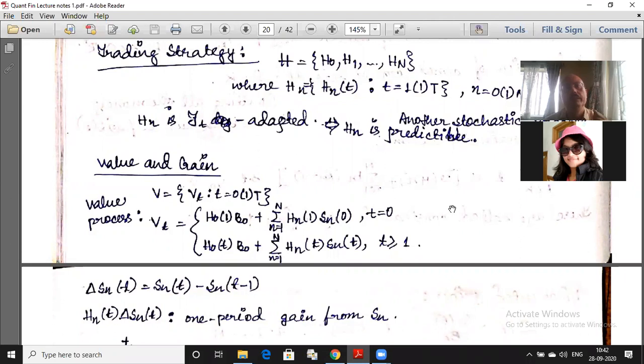The new information will come when the day 1 uncertainties are realized. And then I will take the decision for day 2. So I can adjust my portfolio on day 1, which new portfolio will be carried over to day 2. That is how the process is modeled.